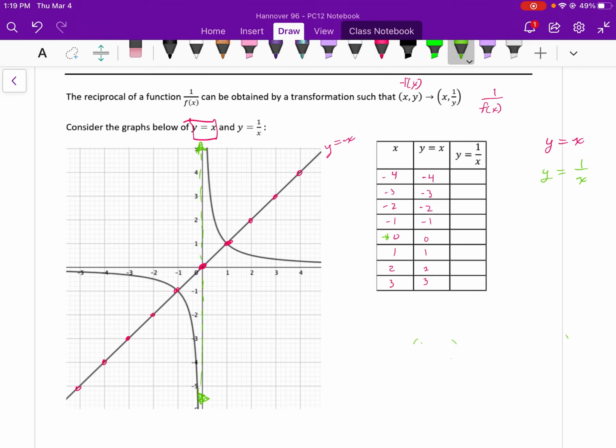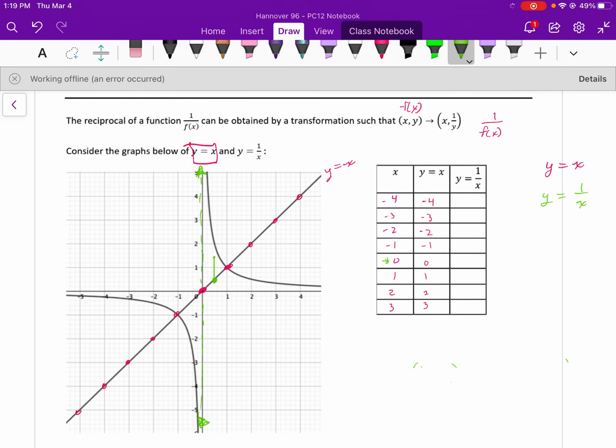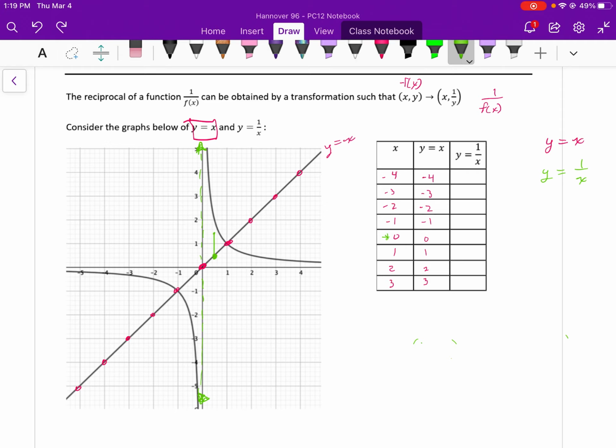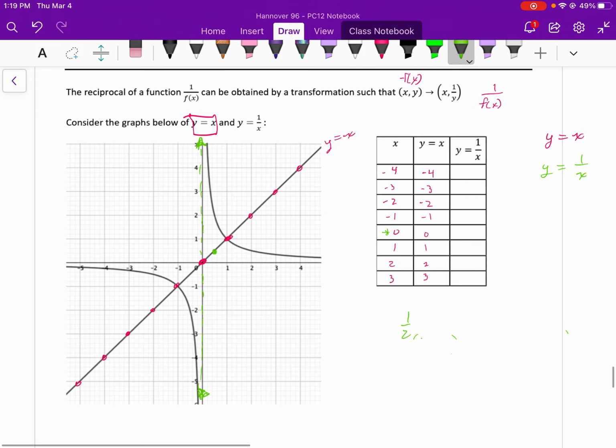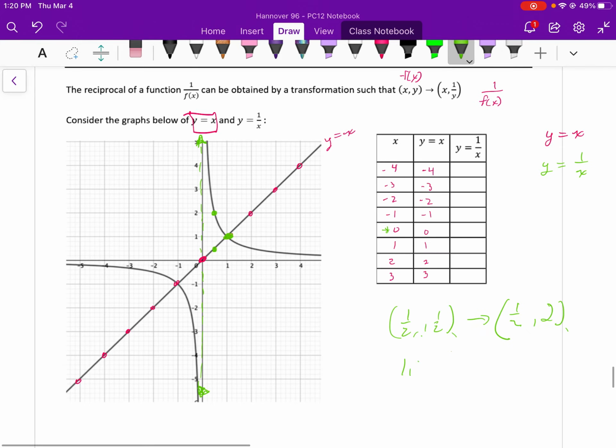Now here's a point here that I would like to talk about, and that point is 1/2, 1/2. Now, why am I doing this? Because if I do point 1/2, comma 1/2, and if I take the reciprocal function, I have to take the reciprocal of the y value, which is 1/2, and that turns it into 2. So that goes way up there on the reciprocal function. 1, 1 is going to stay as 1, 1.